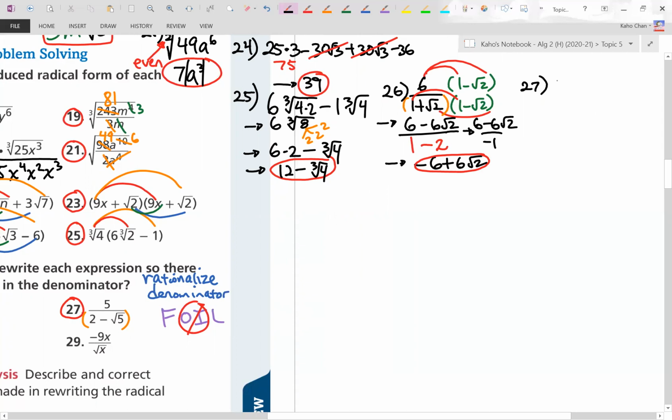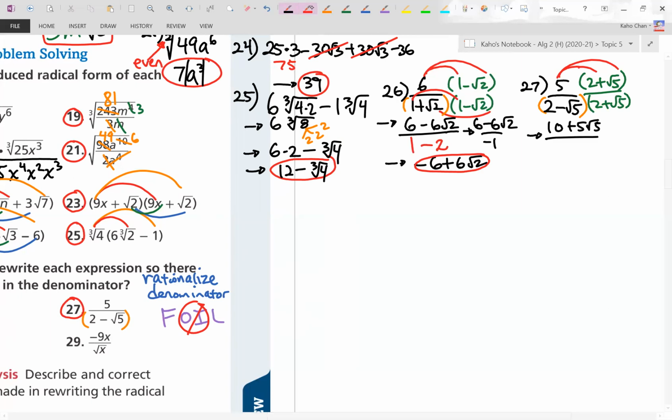Here we go. 5 over 2 minus root 5. Again, we're going to multiply top and bottom by the conjugate. In this case, it's going to be 2 plus root 5. You do this a few times, and you kind of get used to the conjugate thing. Let's distribute the numerator. 5 times 2 is 10, plus 5 root 5. Remember, radicals on the inside, numbers on the outside, leave them alone separately. Denominator is kind of interesting. FOIL, we're going to do the F and the L. 2 times 2 is 4. And then the last terms are negative.